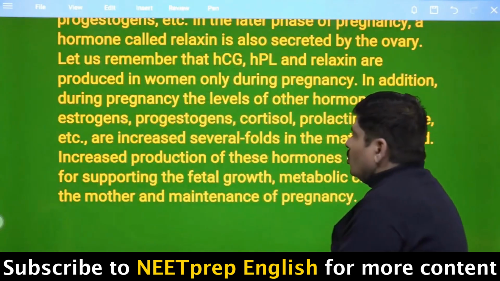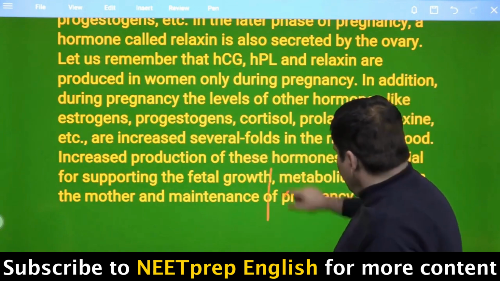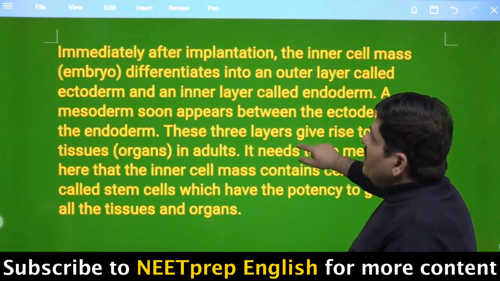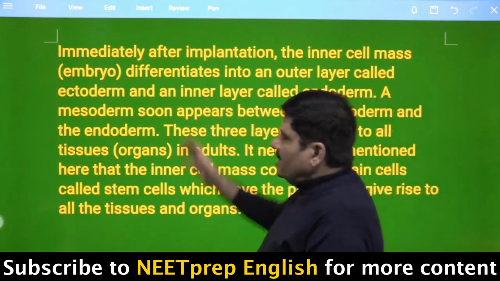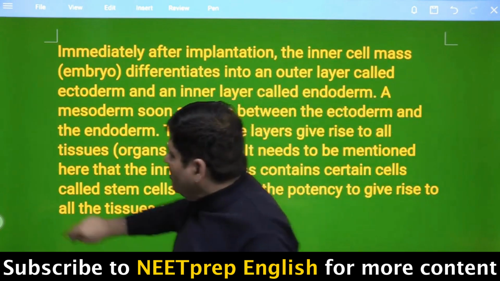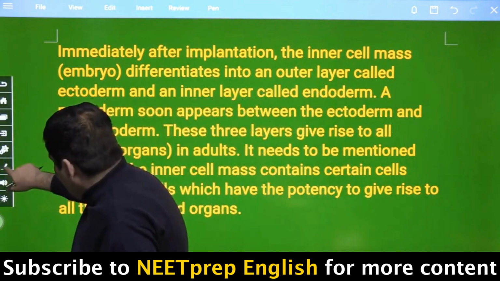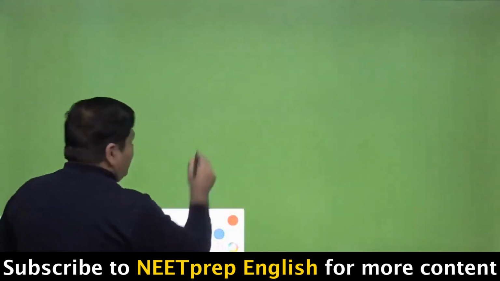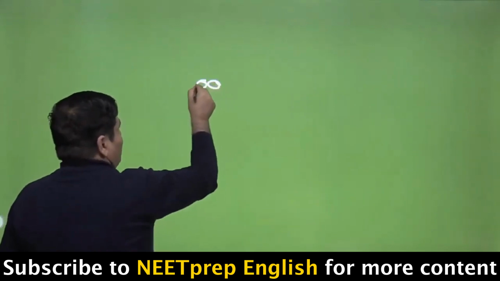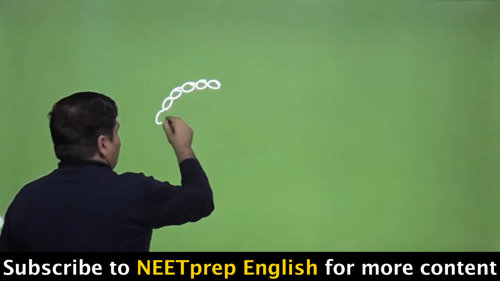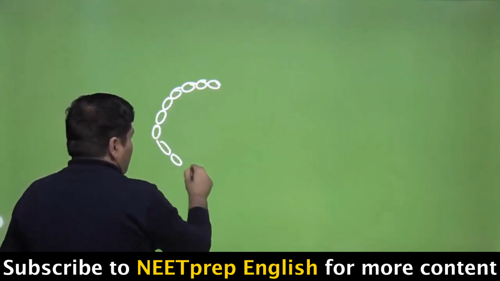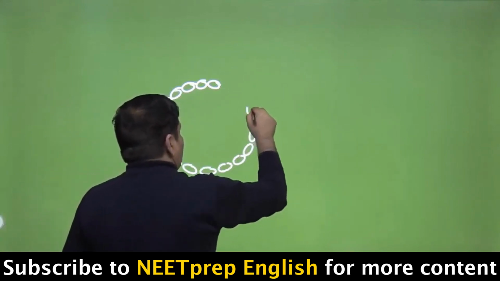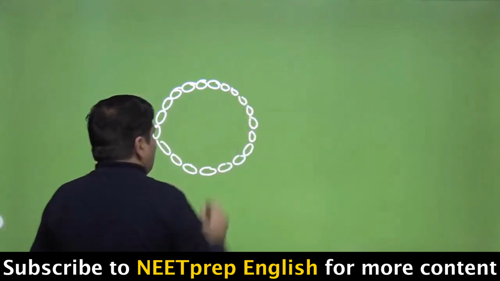Now moving on. So this is what we have done. Then let us move on. Just give me a minute. Then we say that immediately after implantation, there is an inner cell mass. What happens to the inner cell mass? Now, again, we will have to make a diagram, so bear with me. What exactly is happening? I am making a rough diagram for the sake of understanding, and therefore I am not going into the details, just telling you that this is an embryo.